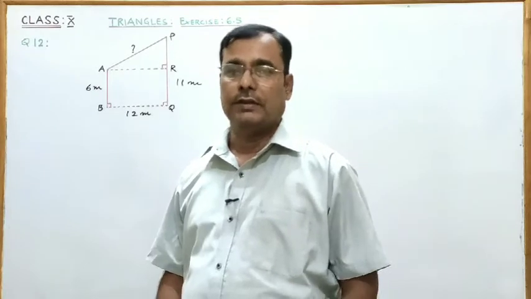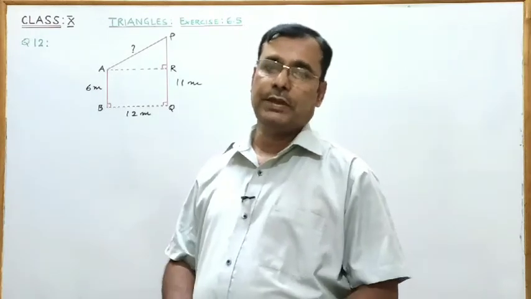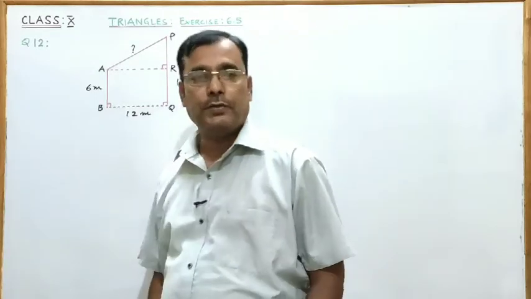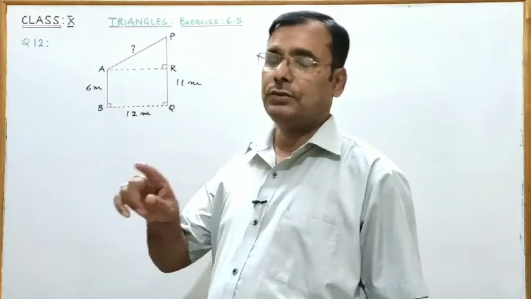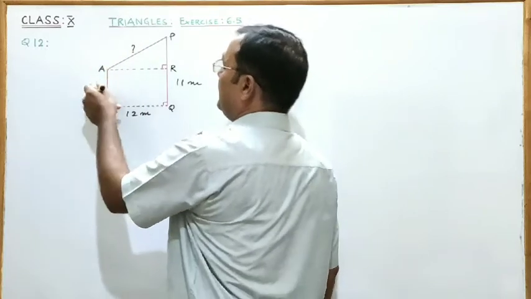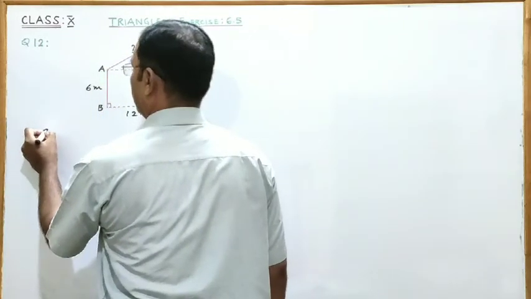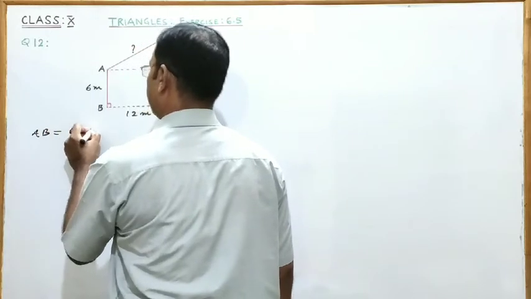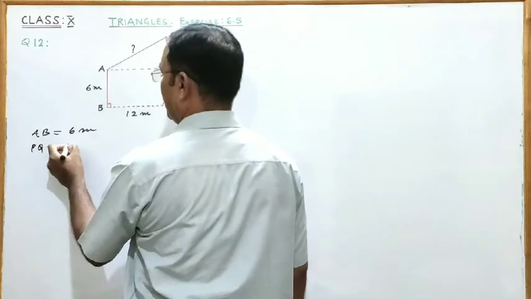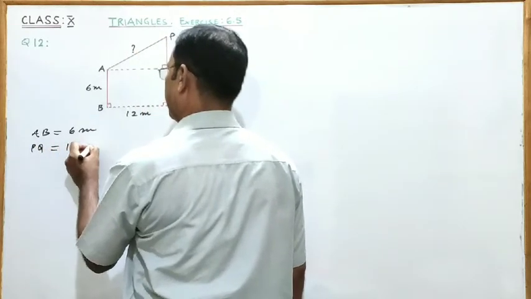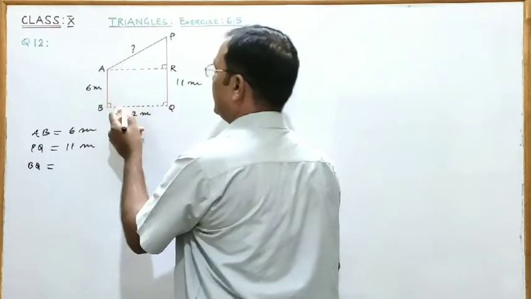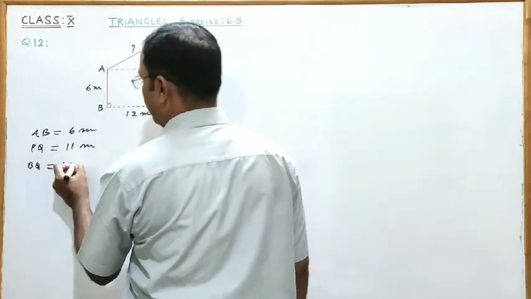The two poles are standing vertically upward on the ground. The distance between the feet of the two poles on the ground is 12 meter. We have to find the distance between the two tops of two poles, that is AP. AB here is one pole whose height is 6 meter. PQ is the other pole whose height is 11 meter, and distance BQ between the two poles on the ground is given 12 meter.